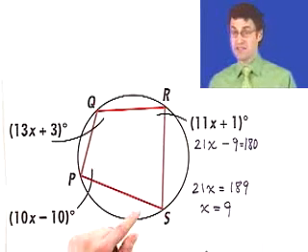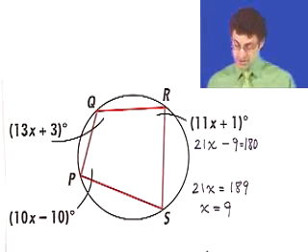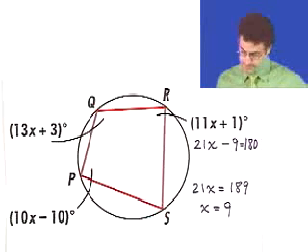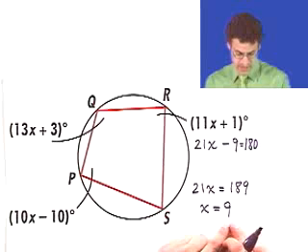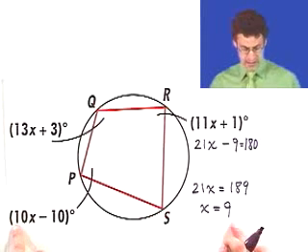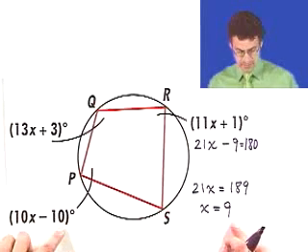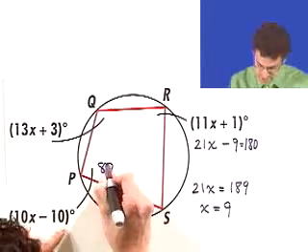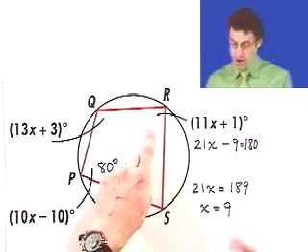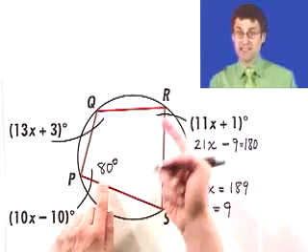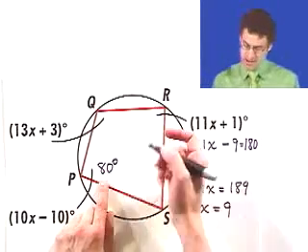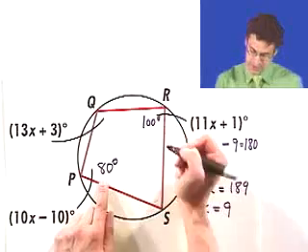Now that's not the answer. I'm supposed to find out actually the angles. So let's do it. If x equals 9, we have to plug in. So we plug in here, and we get 10 times 9, which is 90, minus 10 is 80. 80 degrees. What about up here? Well, I could plug it in, but I don't have to. I know that they're supplementary. So they have to add to be 180. I've got 80 here. That means this has to be 100 degrees up here.